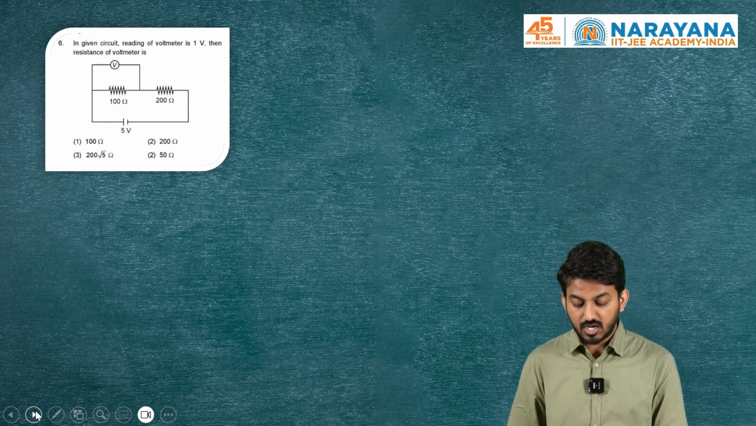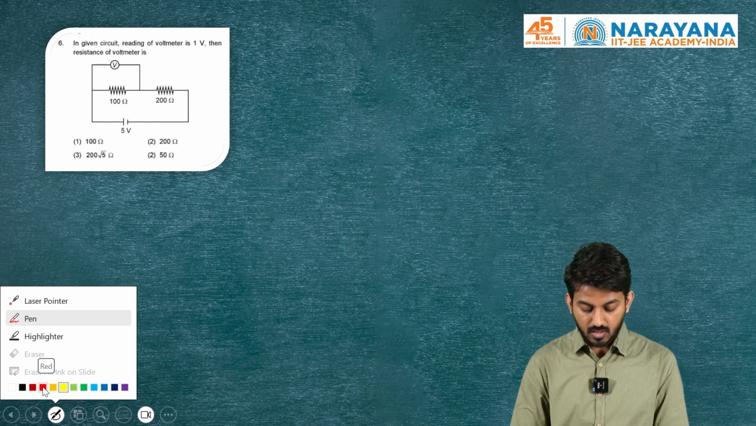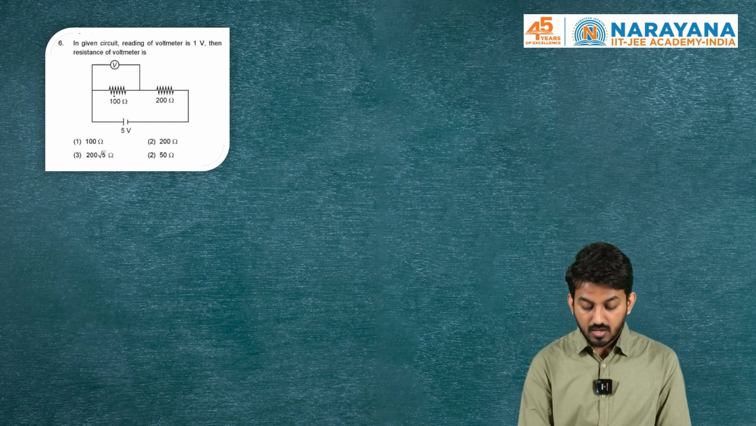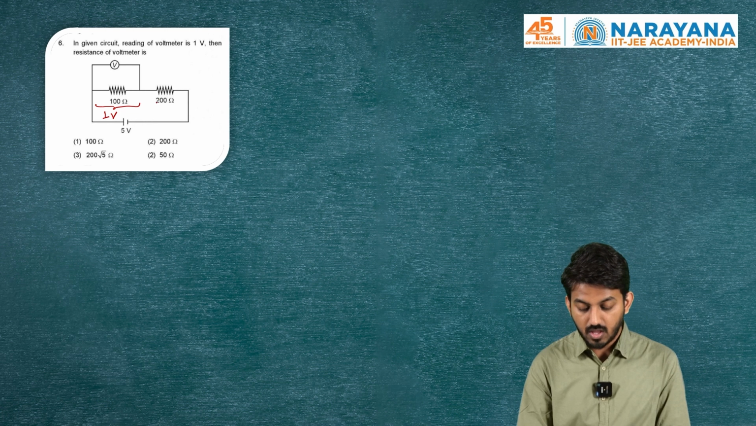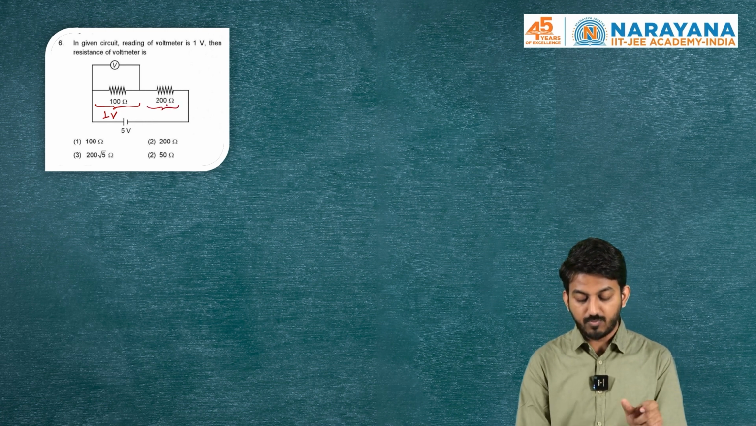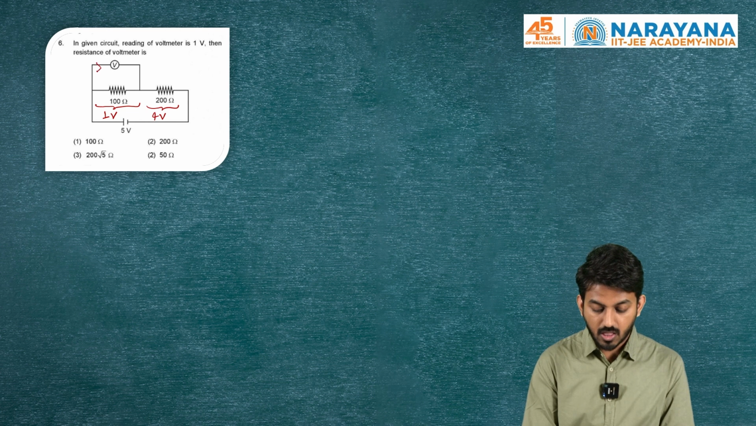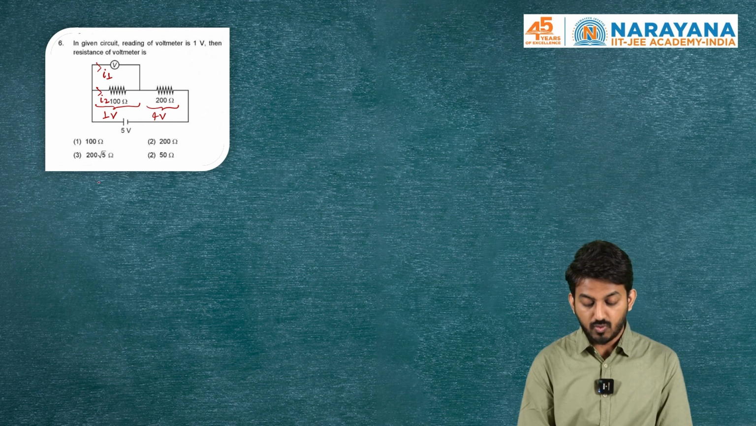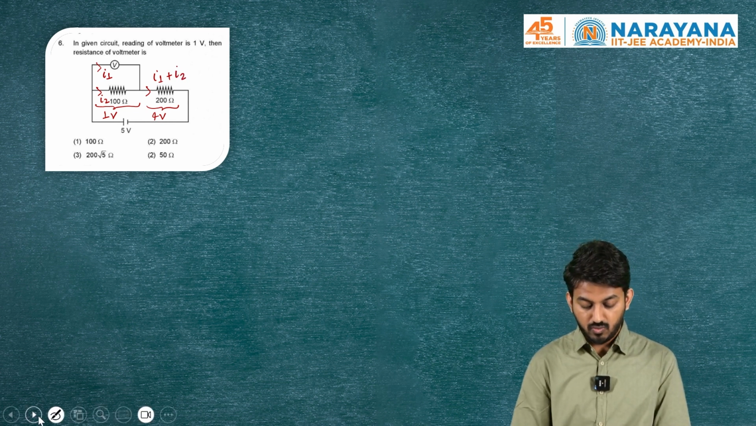Now this is based on current electricity. If we look at the question here, now voltage in this part is given to be 1 volt, and voltage in this part, obviously because the battery is there, so out of 5 volt 1 volt is there, remaining 4 volt will come here. I'll assume some currents, I1 through the voltmeter and I2 through the lower resistor, giving us total current I1 plus I2 through the 2 ohm resistor.